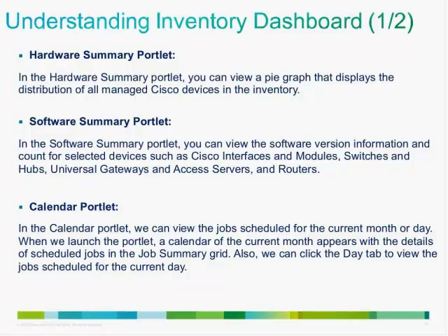The hardware and software summary would show the number of devices in terms of hardware, what all platforms. Software will show us the different software version information. A calendar portlet is a very simple portlet which has a calendar, and it can also summarize a job summary grid on which we can see what jobs are scheduled for the current day.